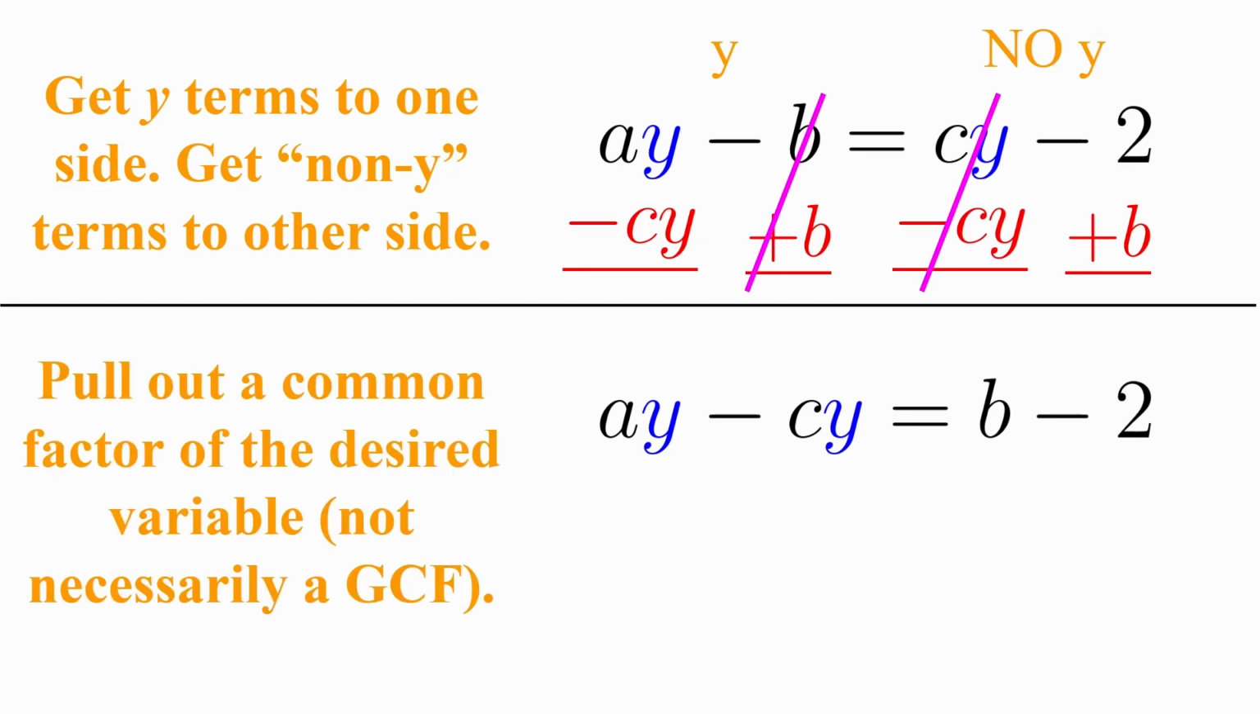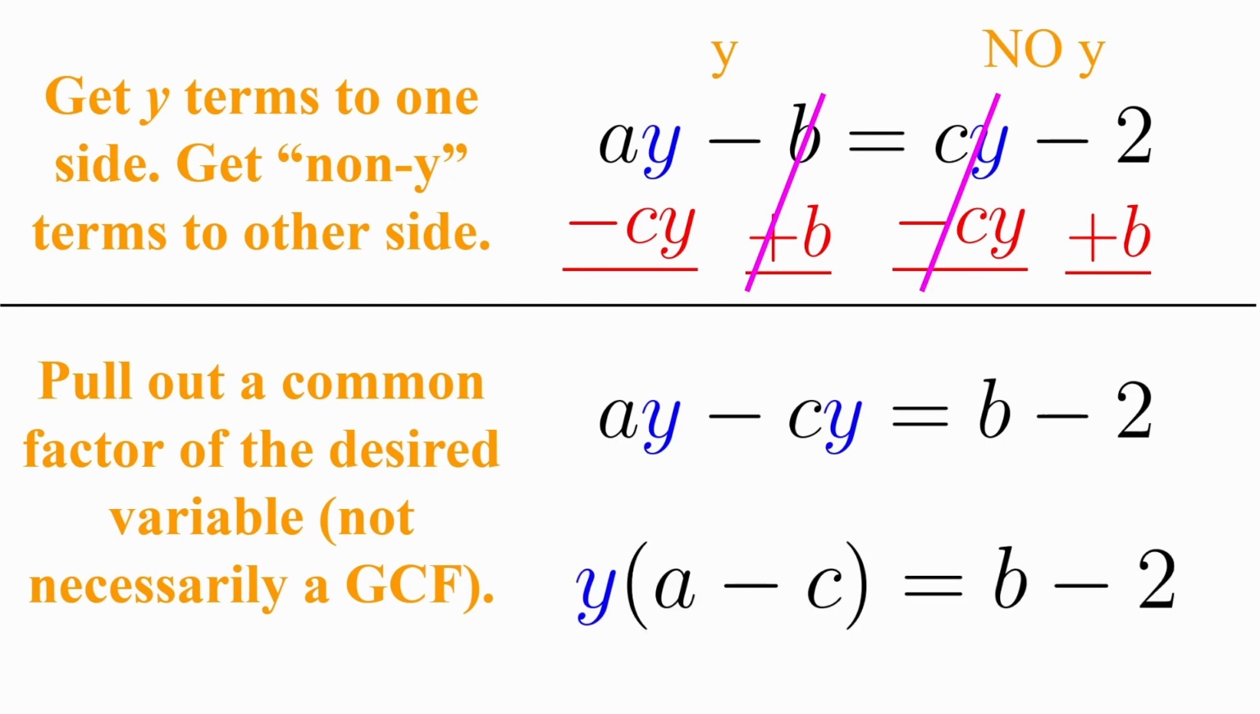Next, what we're going to do is pull out a common factor of the desired variable. It doesn't have to be a GCF. On the left side here, all we have in common is y, but let's say in common we had 3y. You don't need to pull out the 3 as well. You could just pull out the y. It kind of depends on the problem, but I usually just pull out the common factor and then worry about the rest later. So let's pull out a common factor of y, not necessarily a GCF, just what we want to get by itself. And we get y times a minus c is equal to b minus 2. All of a sudden, this is looking a lot more approachable.